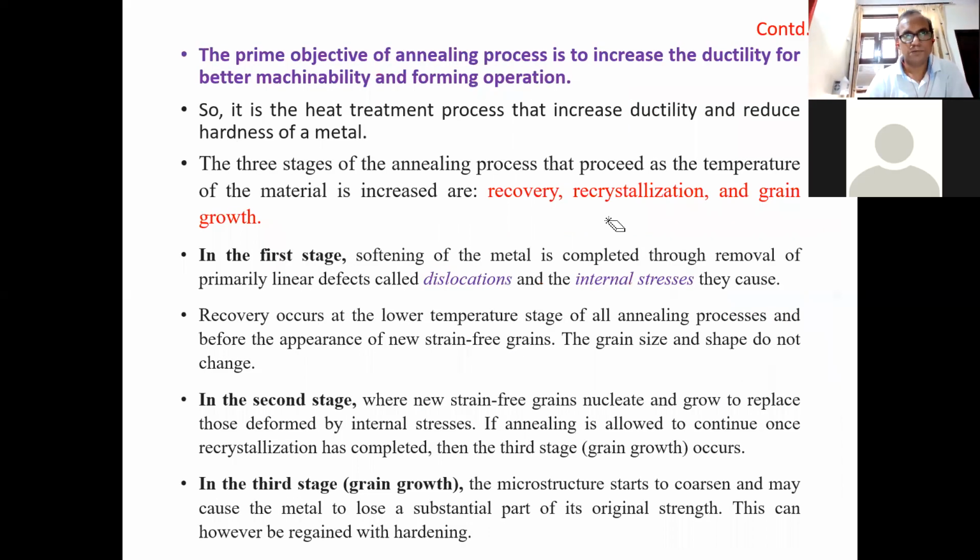Now, what were the prime objectives? Increase ductility, better machinability, and better forming operations. See, if ductility is good, plastic deformation increases. These things are interlinked. If ductility is good, it is when there is no residual stress. How will that happen? Recovery will happen, recrystallization will happen, grain growth will happen.